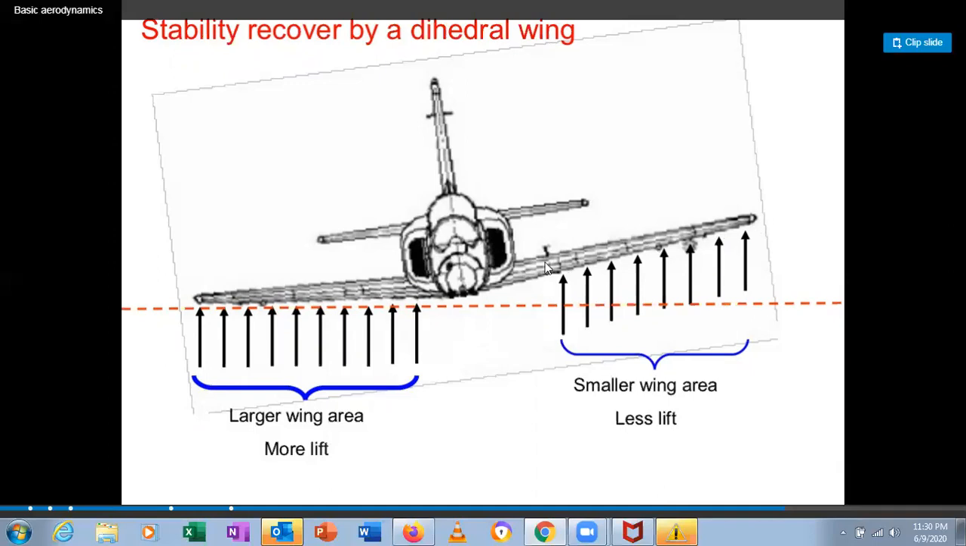What is a dihedral angle? It is the angle of the wing with respect to the ground. That is called the dihedral angle. Larger wing area gives more lift, smaller wing area gives less lift.